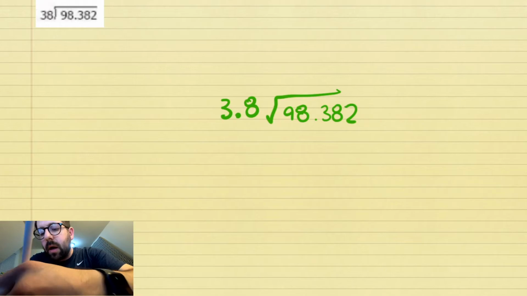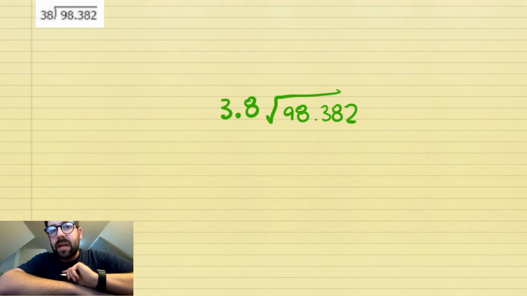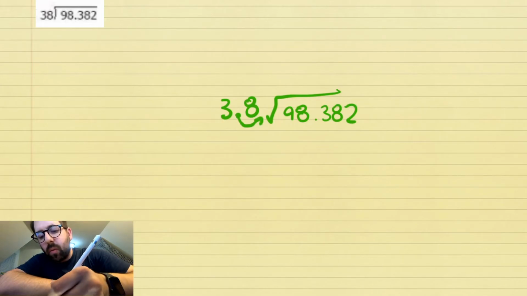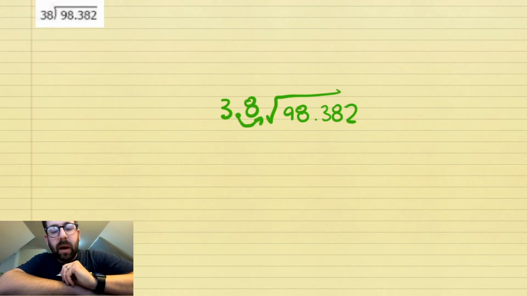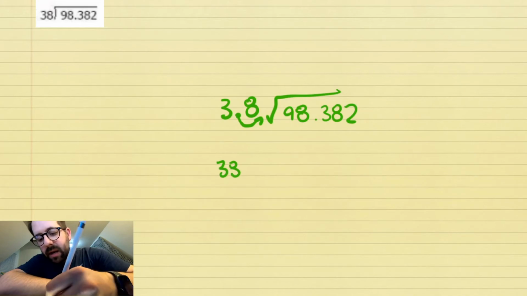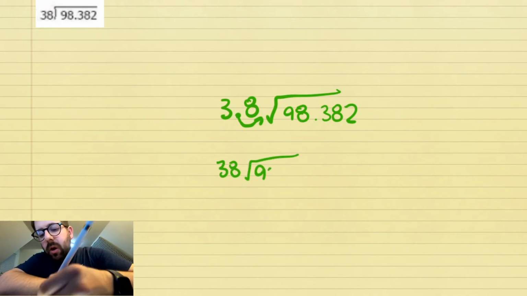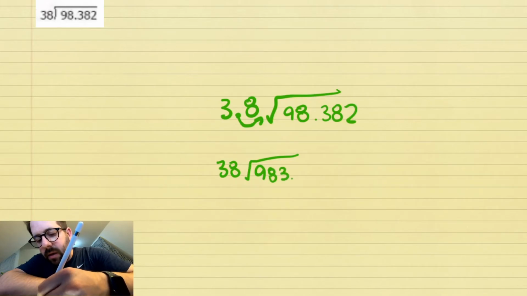98.382. Okay. If the number on the outside has a decimal, like mine does on this one I'm making up, you have to get rid of it. So move the decimal over, right? If you do that, and you write it as 38, right? And I got rid of that decimal. You have to get rid of a decimal on the inside. And you have to move it the same number of spots.